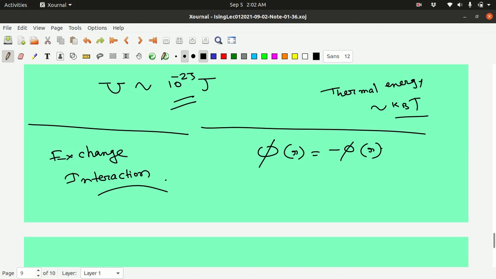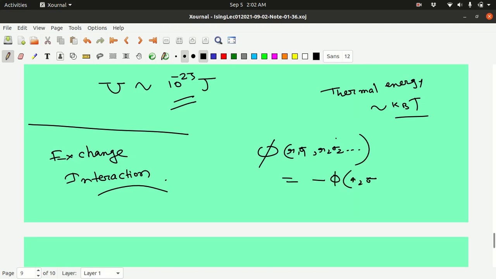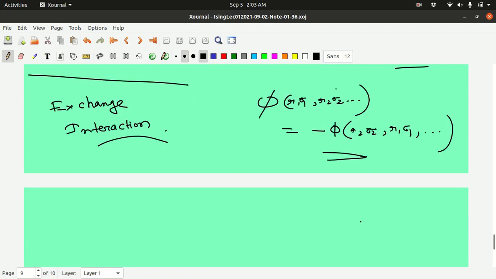More sophisticatedly, if you write this, it will look something like this: phi of r1 sigma 1, including the spatial part and the spin part, r2 sigma 2 and so on, is equal to minus phi of r2 sigma 2, r1 sigma 1 and so on. This is the anti-symmetric property of the electron wave function, which is a fundamental property of all fermion wave functions, and the electron is a fermion.